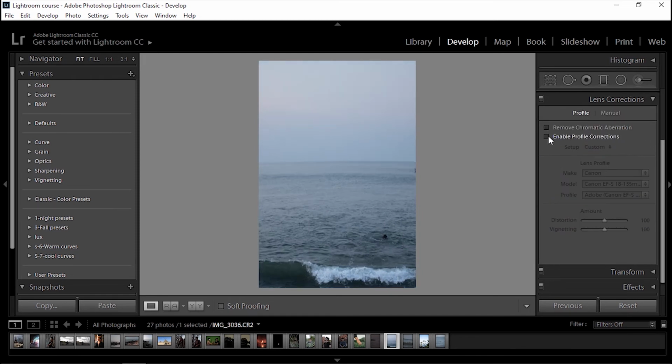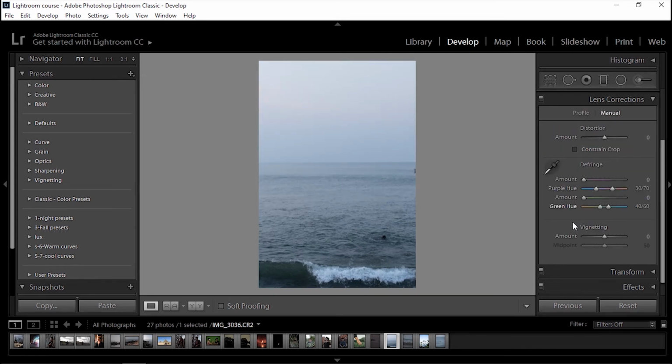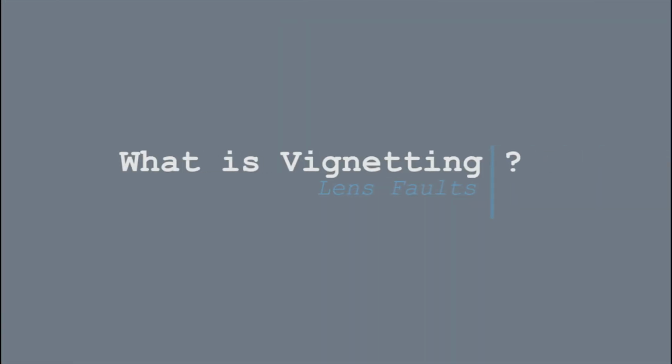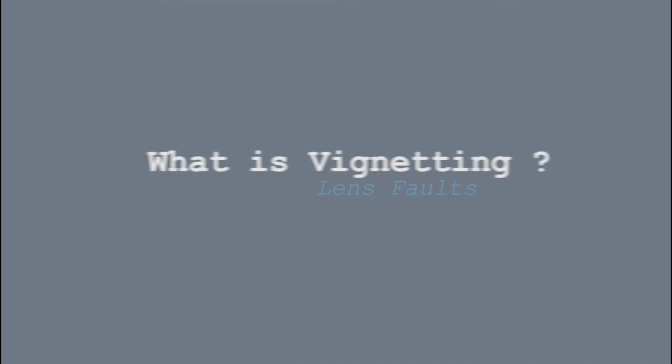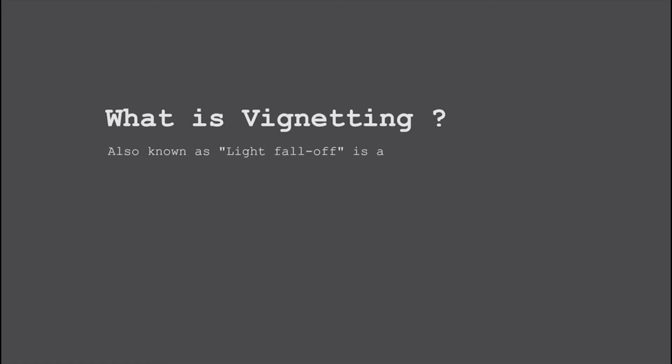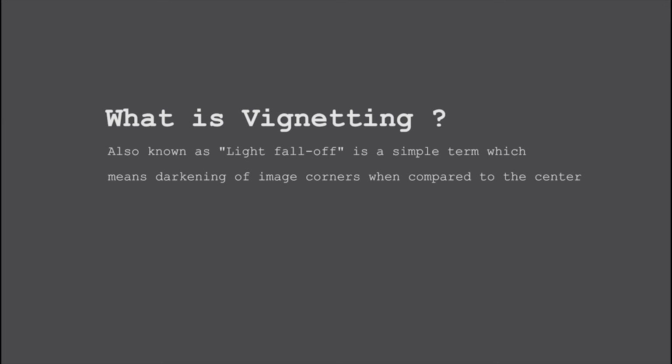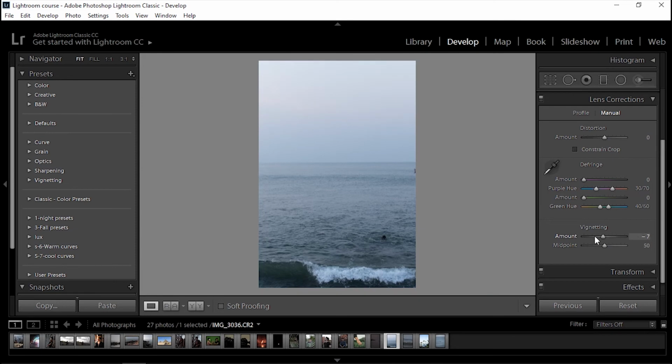Let me just re-enable the profile corrections, and at the bottom we have a slider for vignetting. This is very straightforward and on point. The lenses also create a vignette. So to remove or to increase that vignette, we have this slider.